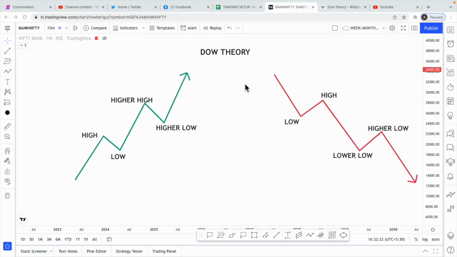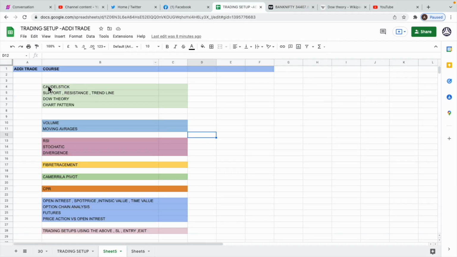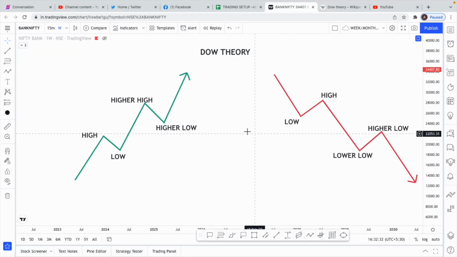Now today we're going to be seeing the Dow theory in the series of videos. So far we have covered candlestick patterns, support, resistance, trend line. Now we are looking into Dow theory. See, what is Dow theory is nothing but just like a statement or a theory on which we can determine if the market is in an uptrend or a downtrend.